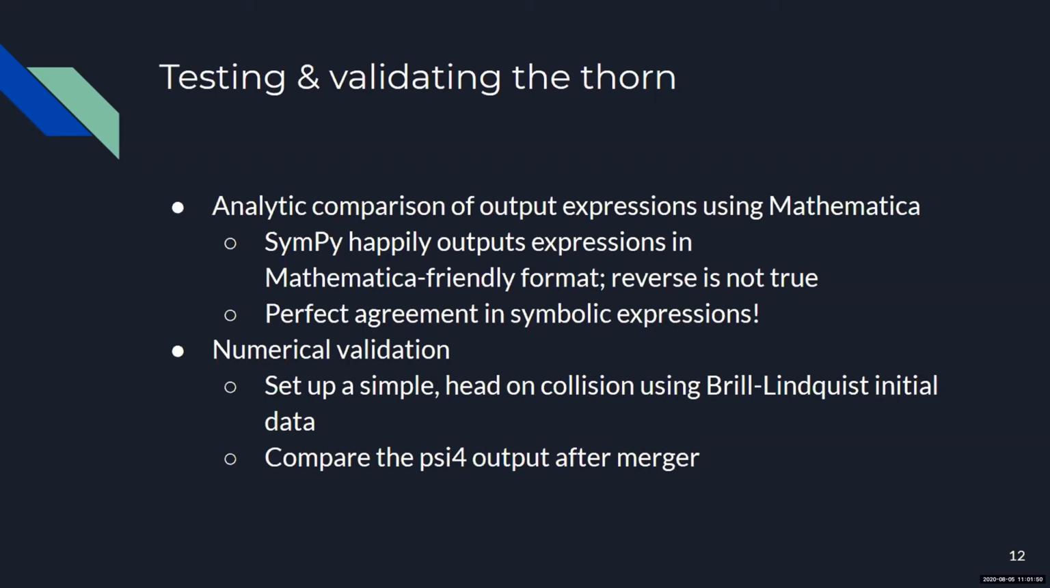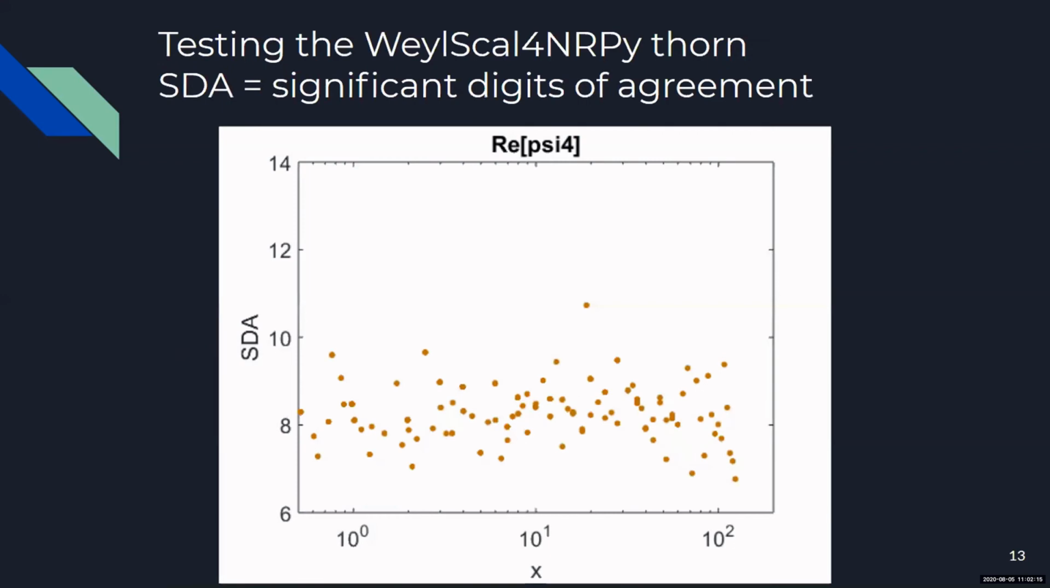Then we also did a numerical test where we set up a simple head-on collision using Brill-Lindquist initial data for two black holes, and we let that run for a while and output really all the Weyl scalars and invariants after the merger, and validated that we got basically the same thing out of both. So here we have a plot demonstrating that.